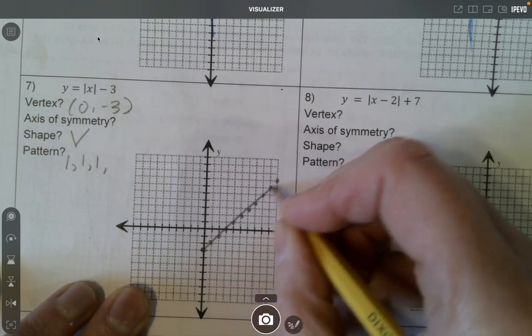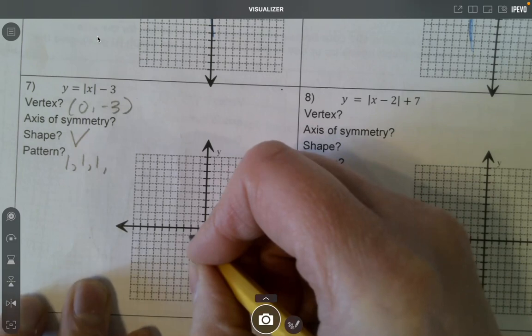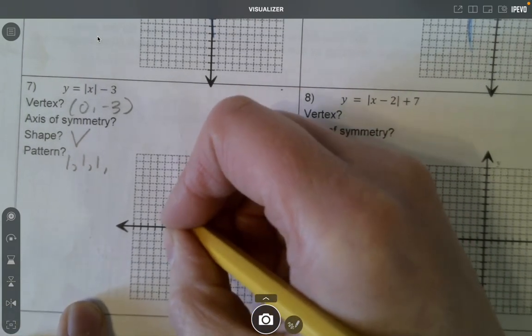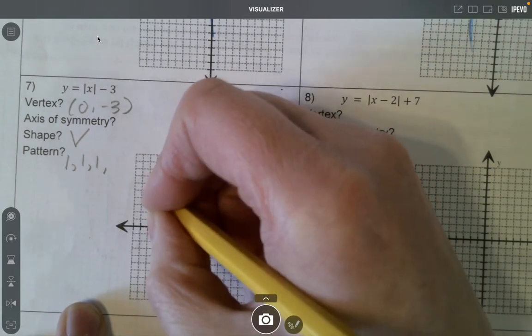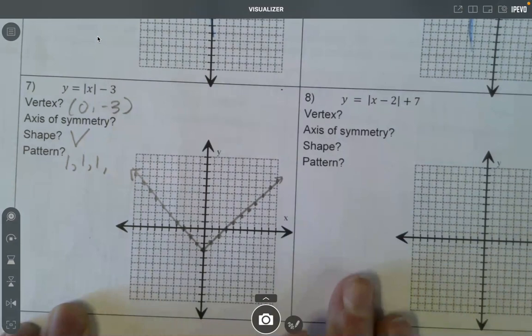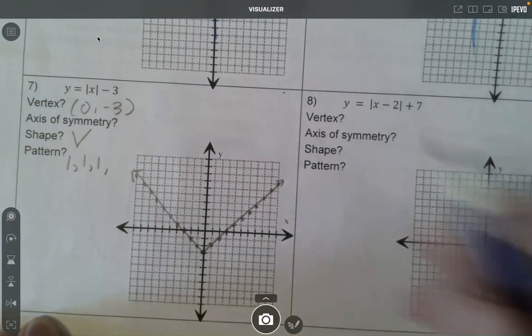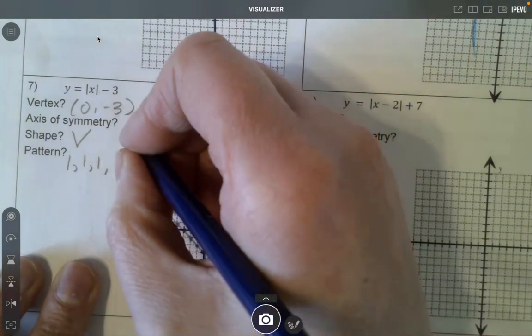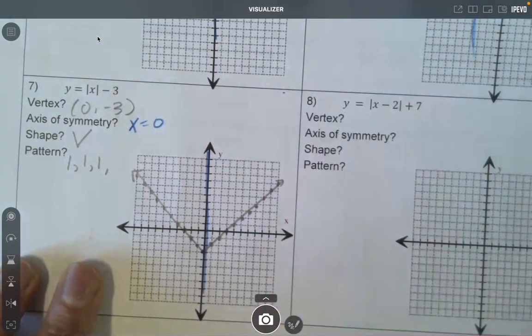So the most important thing in any math class is that you're doing all this independent practice. You do not learn by watching other people do math. So make sure that you do your in-class and your homework. Use your class time. And we are crossing our x-axis at 0, and so my axis of symmetry is x equals 0.